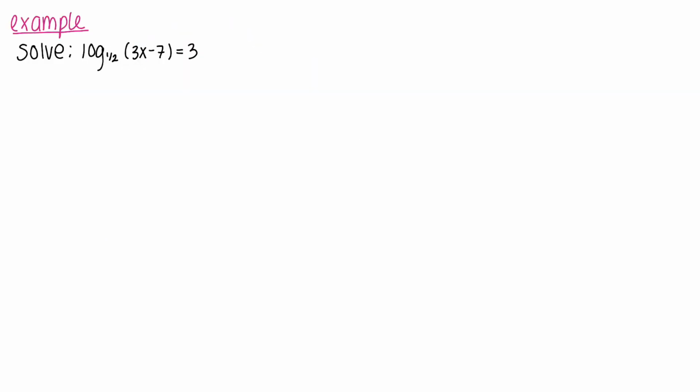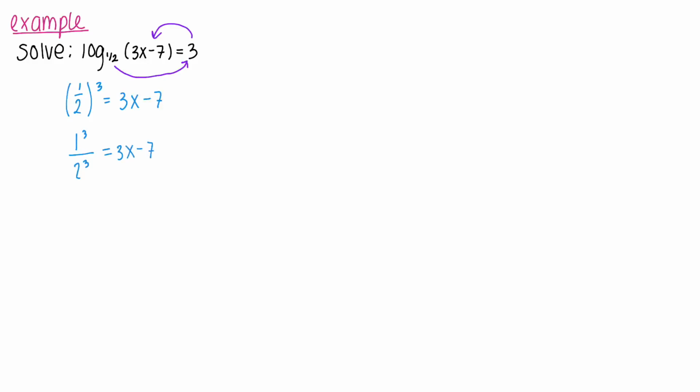All right, so let's go ahead and solve this one with the same method we used for the previous ones. Start at the base, across the equals, back again, and let's put it into exponential form. So the base is 1/2 raised to the third power is equal to 3x minus 7. 1/2 raised to the third power, that's the same thing as cubing the top and the bottom.